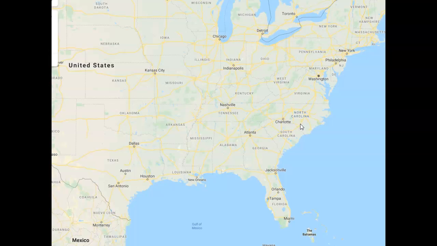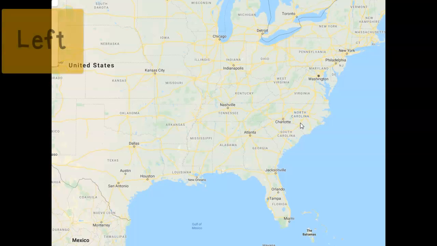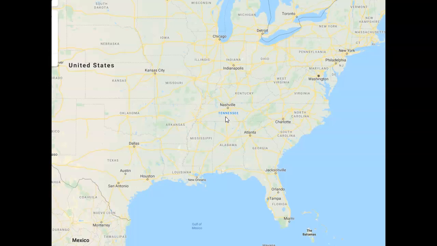All right, next, let's look for the state that is to the left of North Carolina. So we want to look to the left, and we see that Tennessee on this map is to the left of North Carolina. Oftentimes when you're using maps, you will use the words north, south, east, and west. But for the purposes of right now, we'll look just to the left.